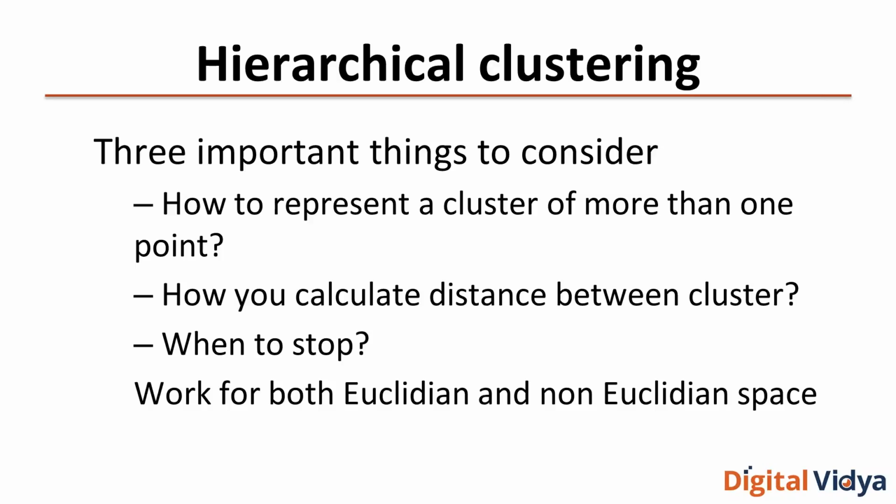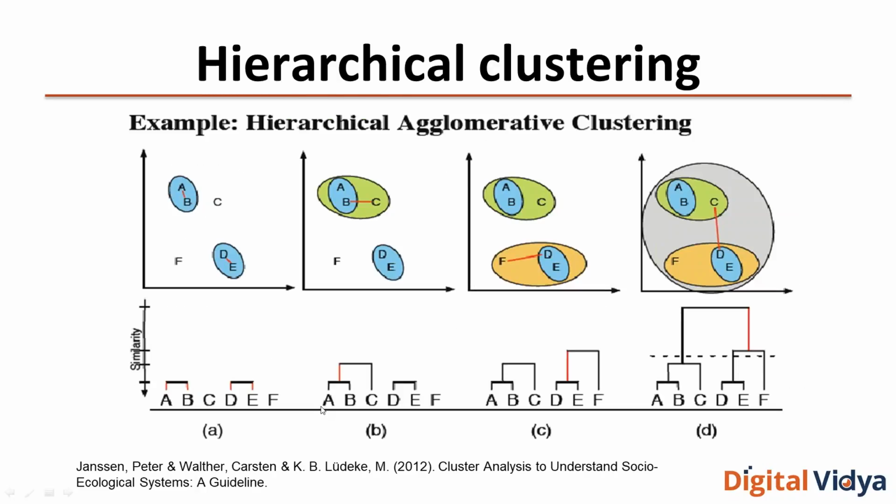So let's see an example. It works for both Euclidean and non-Euclidean space. Suppose you have these six data points A, B, C, D, E, F, and you want to cluster them. You are already given your measure of what a cluster center is and how distance is calculated. Based on that, it says A and B are closer, and D and E are closer.